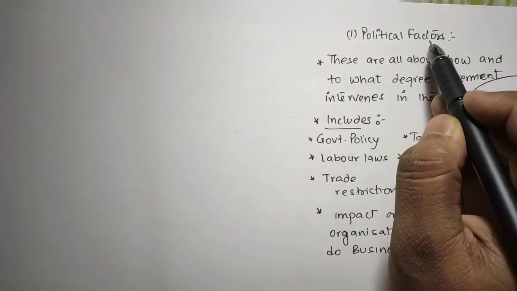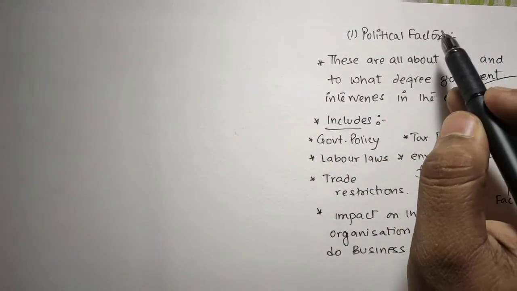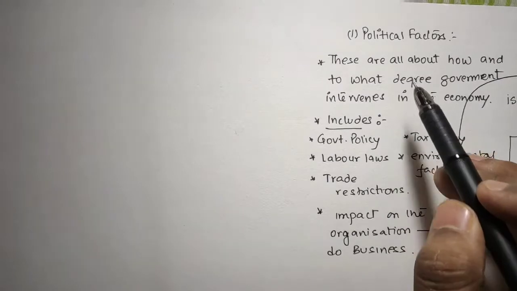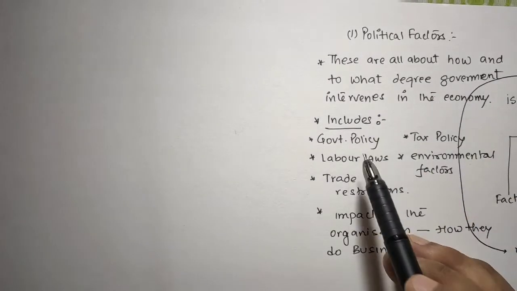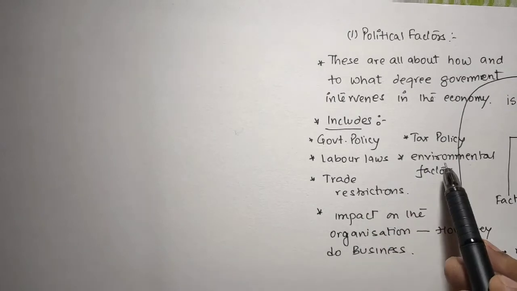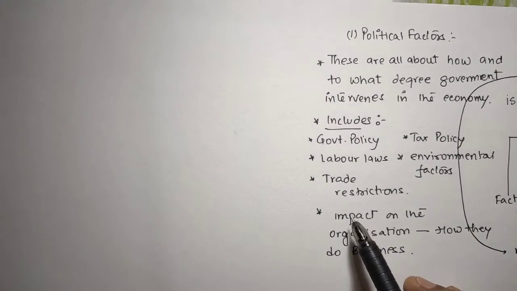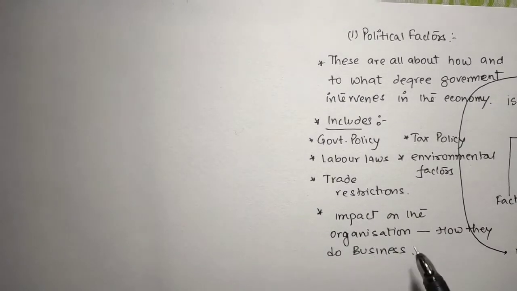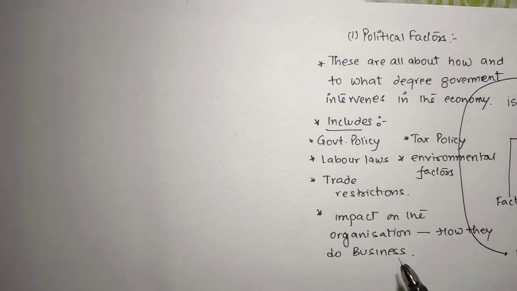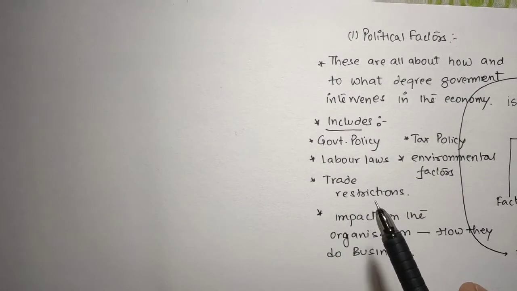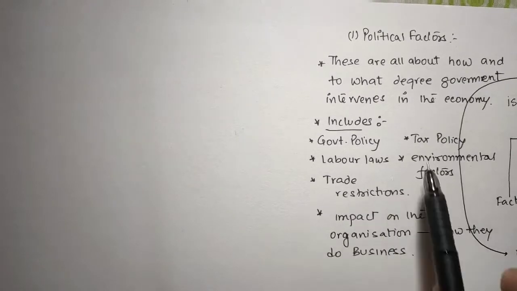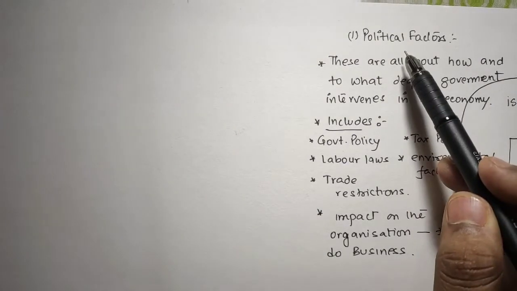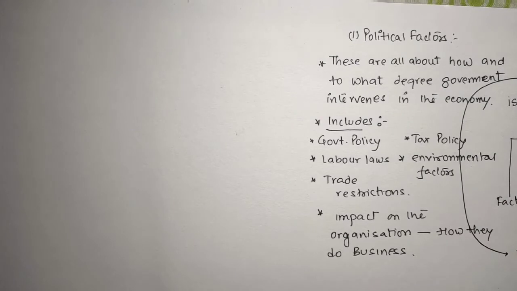The first point is political factors. These are all external environmental factors. These are about how and to what degree the government intervenes in the economy. These include government policy, tax policy, labor laws, environmental factors, and trade restrictions. It is clear from the above list that political factors often have an impact on the organization and how they do business. Organizations need to be able to respond to current and anticipated future legislation to adjust their marketing policy according to these political factors. So this was about political factors.